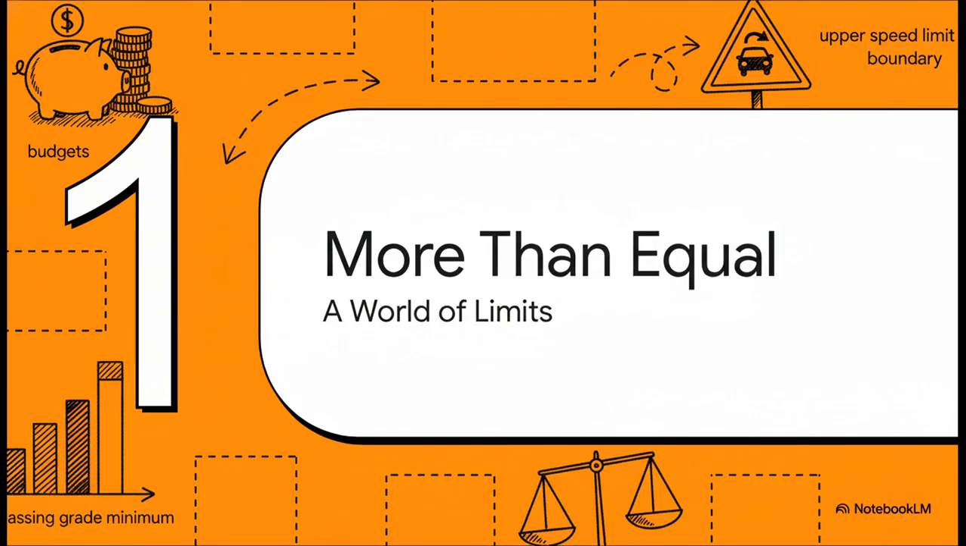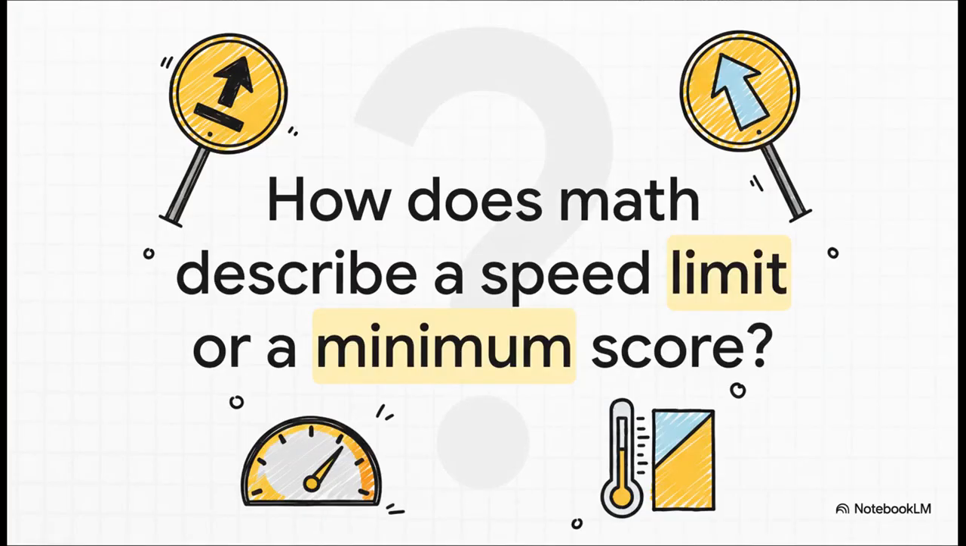I mean, think about it. The world around us, it's almost never about exact values. It's full of boundaries, conditions, all that stuff. Like, your budget has a max, right? A passing grade has a minimum. And a speed limit, well, that defines an upper boundary. So unlike an equation that just says this equals that, inequalities give us a way to talk about all the possibilities within those limits. So how does math actually handle this stuff?